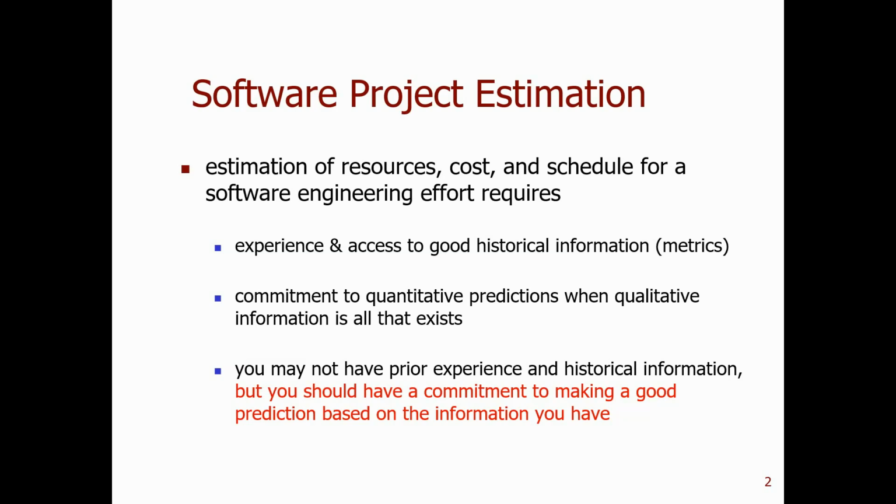In order to do that, we need to have some historical information. Then based on the data we already have, we can make a prediction. But sometimes the information we have is quite limited and it's not quantitative, but we still make a commitment to making a good prediction based on whatever information we have. Sometimes we use expert estimates when we don't have information at all. Then the expert can, based on their experience, give a rough estimate of how much the project will cost.